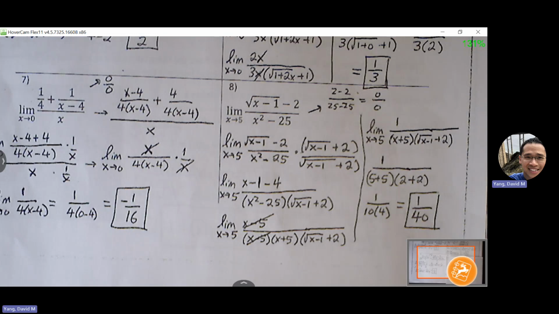So the x minus 5's canceled out. There's a 1 left up top. There's an x plus 5 and the root x minus 1 plus 2 below. The hole has been removed. You reevaluate the limit with the expression as x approaches 5, and you get 1 over 40. Is that the most complex you can get? Like you have to factor that out.